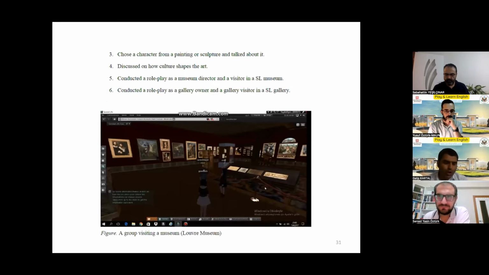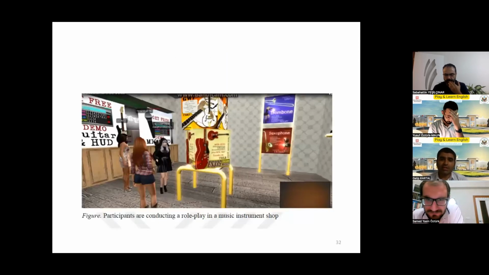Okay, if your opportunities are limited, you can just bring a picture from a museum, and one of the students can be the director and the other is the visitor, and they can just have a role play. You can include some other mechanics, of course, because you will be teaching something at a time, especially in young learners' classrooms. And they conducted a role play as a gallery owner and a gallery visitor in a Second Life gallery.